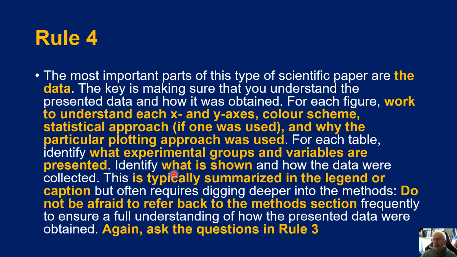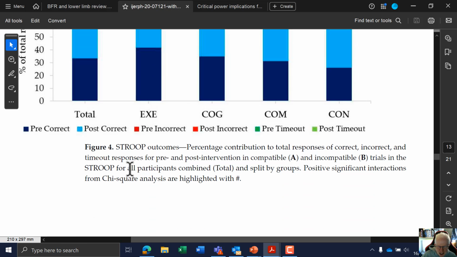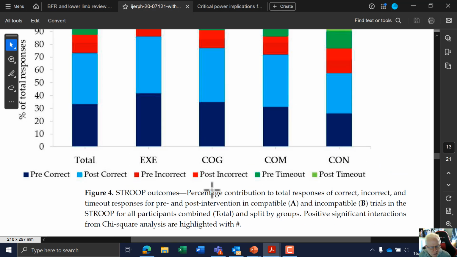Okay, why did they use a particular plotting approach? Think about in the tables. What were the groups? What variables have they presented? Okay, and don't forget, always read these legends, because they're explaining to you, look, you're reading this going, God, there's lots going on here, I don't understand this.